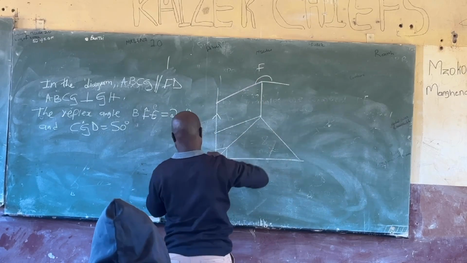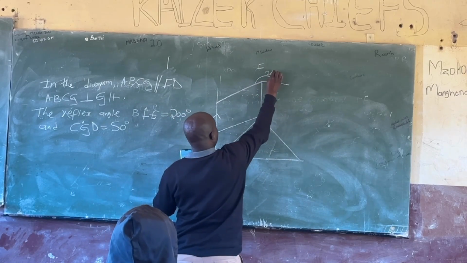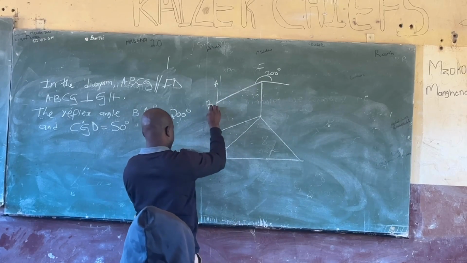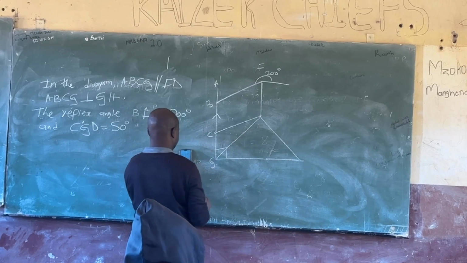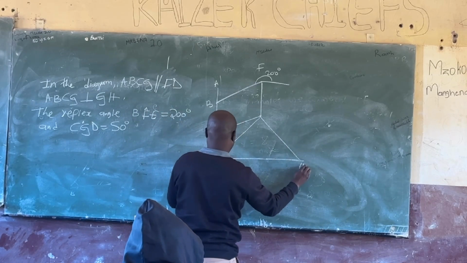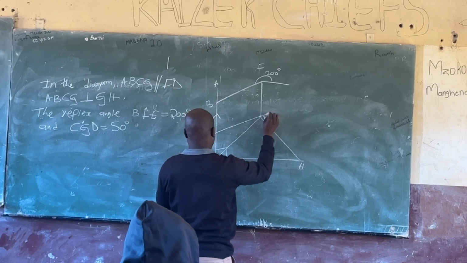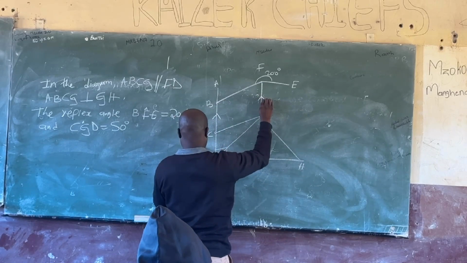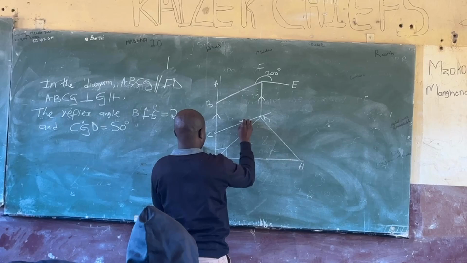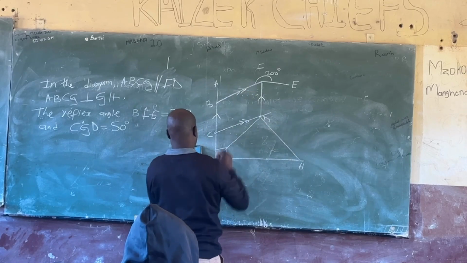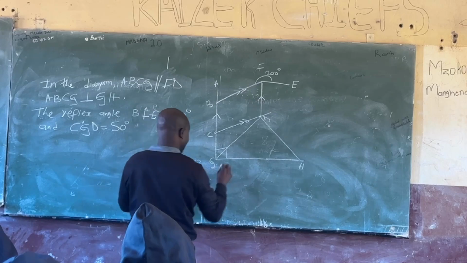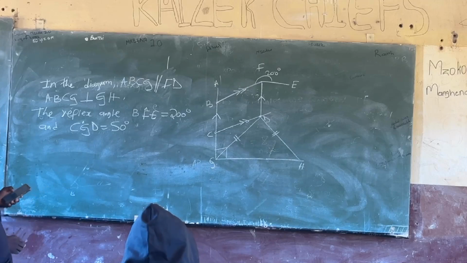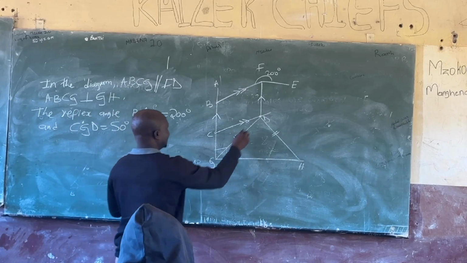This is my F, which is 200 degrees. We have A here. B, C, G. We have H. We have G. And we have E. These are parallel. And these two, they are parallel also. And again, this side is equal to this side. The diagram.